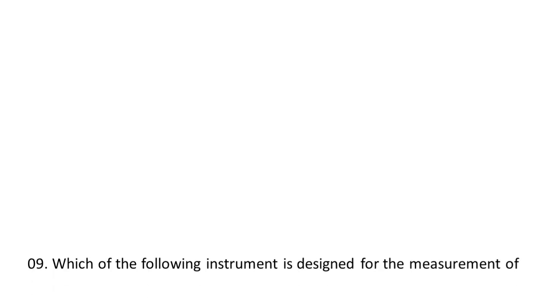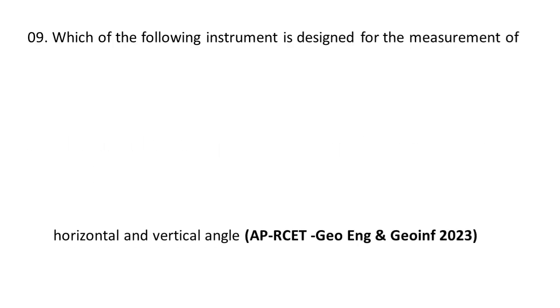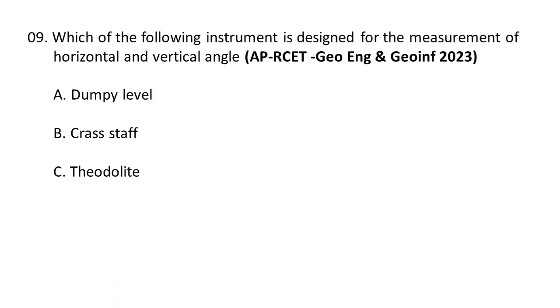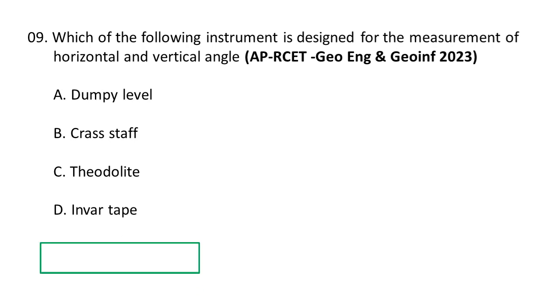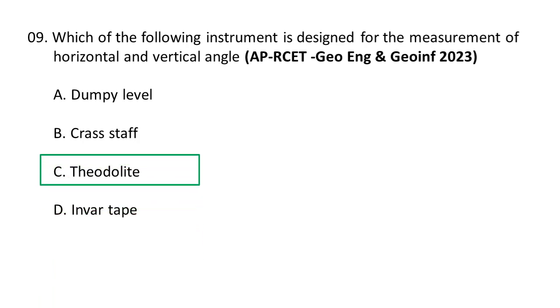Next question. Which of the following instrument is designed for the measurement of horizontal and vertical angle? A. Dumpy level, B. Crash staff, C. Theodolite, and D. Invar tape. The correct option is theodolite. A theodolite typically includes a telescope which is mounted to swivel both horizontally and vertically, and it consists of a spirit level for leveling, and crosshairs in the telescope for accurate alignment, and two scales, vertical and horizontal. So here the option goes as C, theodolite.